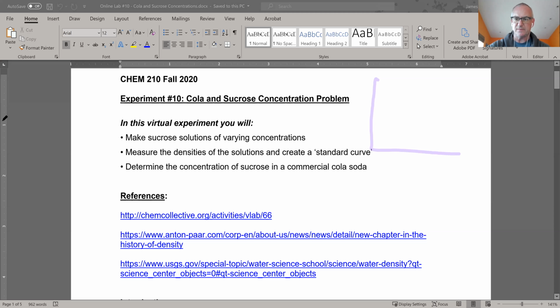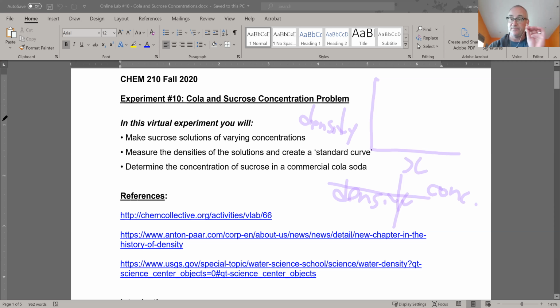So in this instance, we are going to make a series of solutions with known concentrations of sucrose. And so we're going to plot the density on the X because we made those solutions. So we're going to know what the density is. I'm sorry, we're going to measure the density. Duh. We're going to measure the density because we don't know what the density is against the concentration.